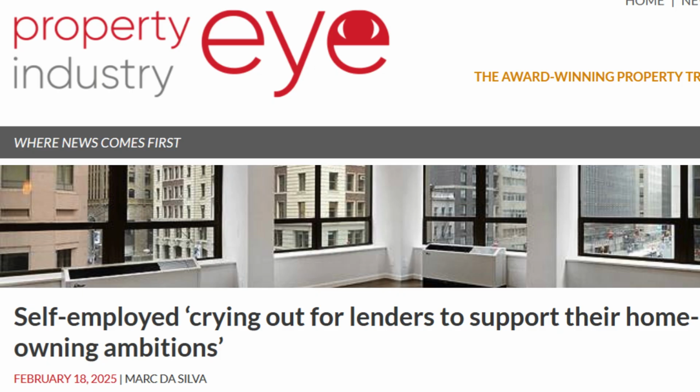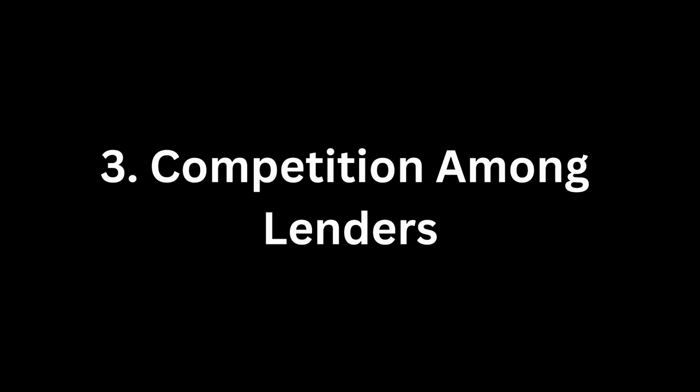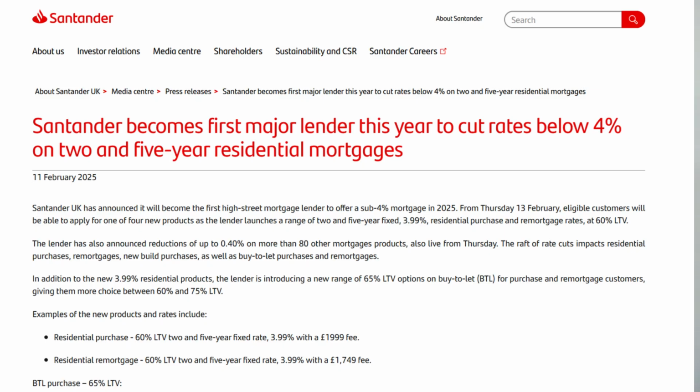Lenders are adjusting their affordability criteria as the cost of living crisis eases. Some borrowers now qualify for larger loans than they did 6 months ago. However, self-employed individuals still face stricter lending requirements and typically need 2 to 3 years of stable income records. Banks and mortgage lenders are engaged in a rate battle, with high street banks like Santander launching new mortgage products with rates below 4%. This competition is helping to drive down costs for borrowers.